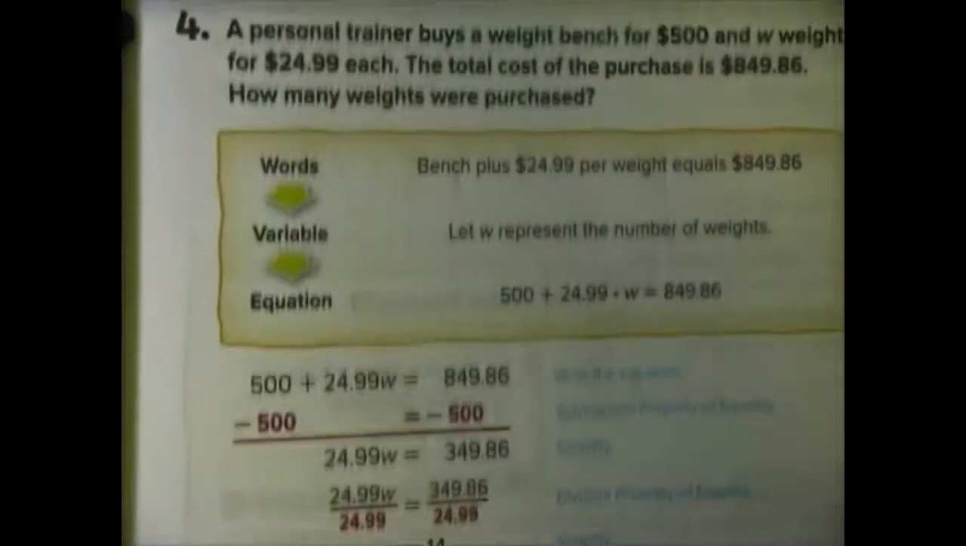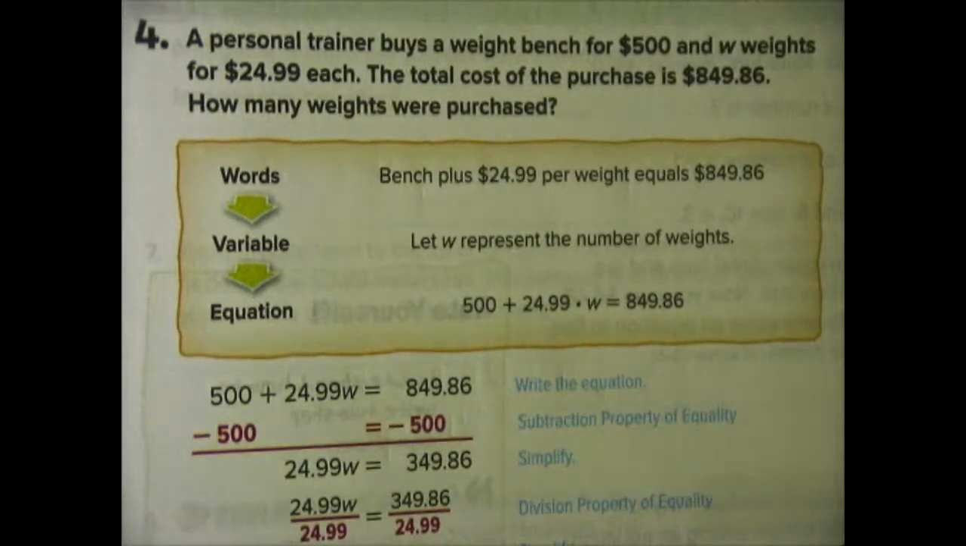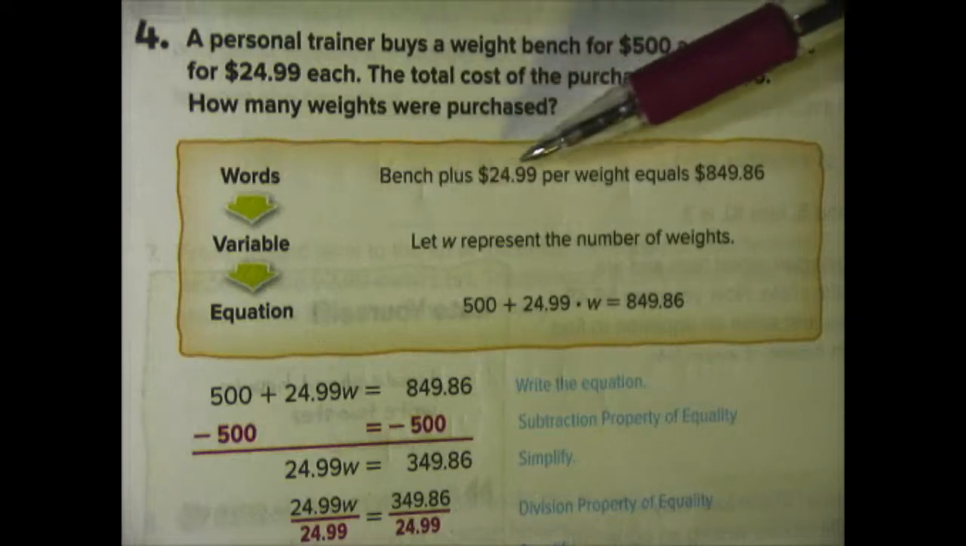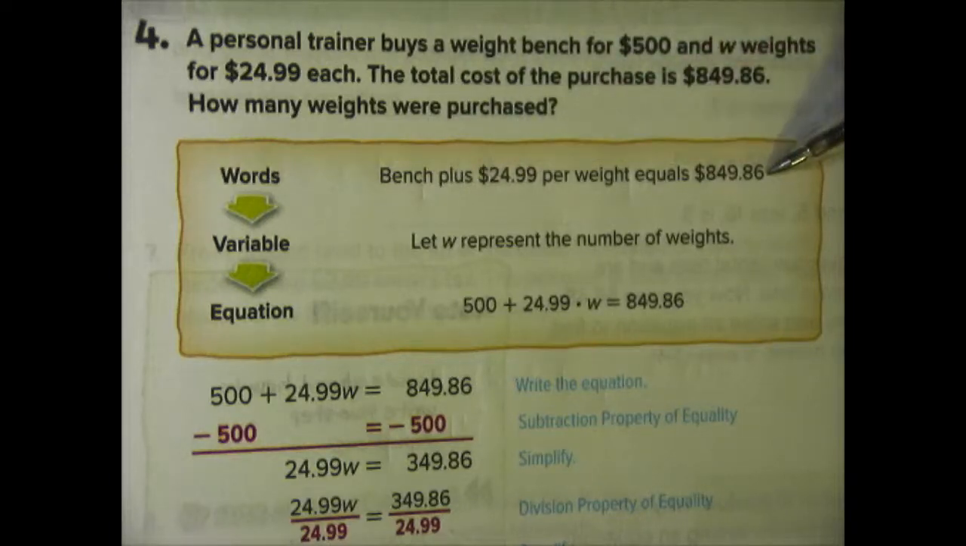Let's look at number 4. A personal trainer buys a weight bench for $500 and W weights for $24.99 each. So we don't know how many weights we bought. We just know they were $24.99 each. The total cost of the purchase is $849.86. How many weights were purchased? Well, we know that we had a bench for $500 plus $24.99 per weight, and we know it equaled $849.86.